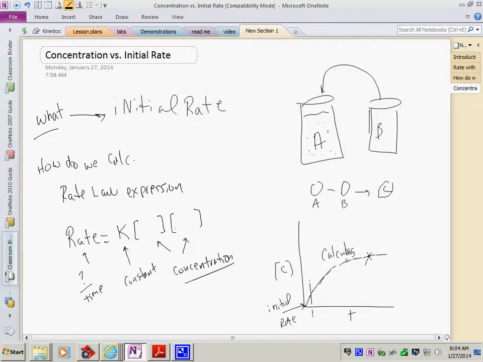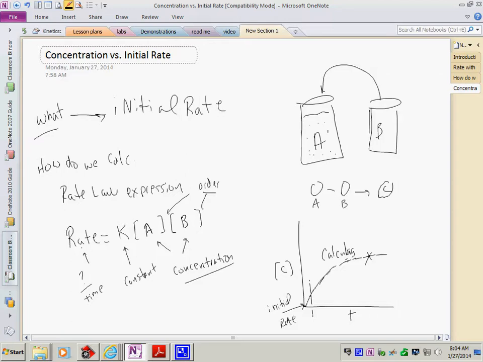Then here up top we put our orders, and we'll explain what order means in a second. But with this mathematical expression, if you knew your initial concentrations, say X and Y, or for this particular chemical reaction, A and B, we'd have 1 for A and 1 for B. If we then knew our rate constant k, we could figure out our rate.